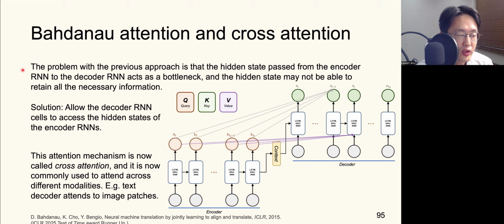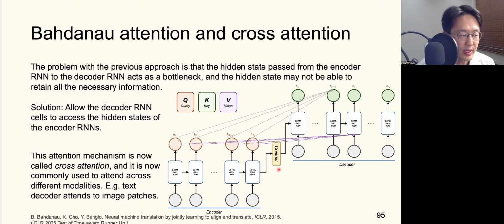In the domain of machine translation, the earlier approaches that relied on RNNs would have an encoder RNN read the original text, and then it would produce a context vector. That context vector would be passed to a decoder RNN, and the decoder RNN would then produce the translated text. The problem with this approach is that the hidden state passed from the encoder RNN to the decoder RNN acts as a bottleneck, as the hidden state may not be able to retain all the necessary information.